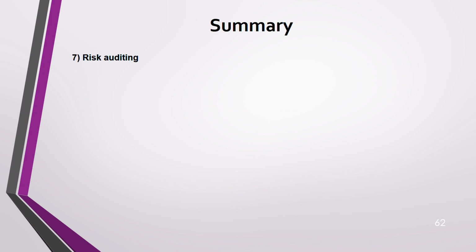Then we went through risk auditing. There are 4 stages of risk auditing. What are the 4 stages? Identify, assess, review, and report. This can be done by internal as well as external auditors. We went through that, right?